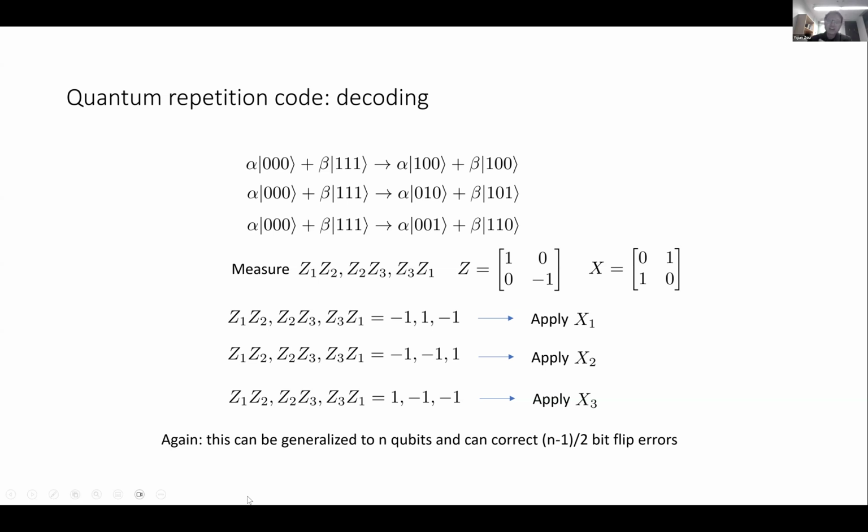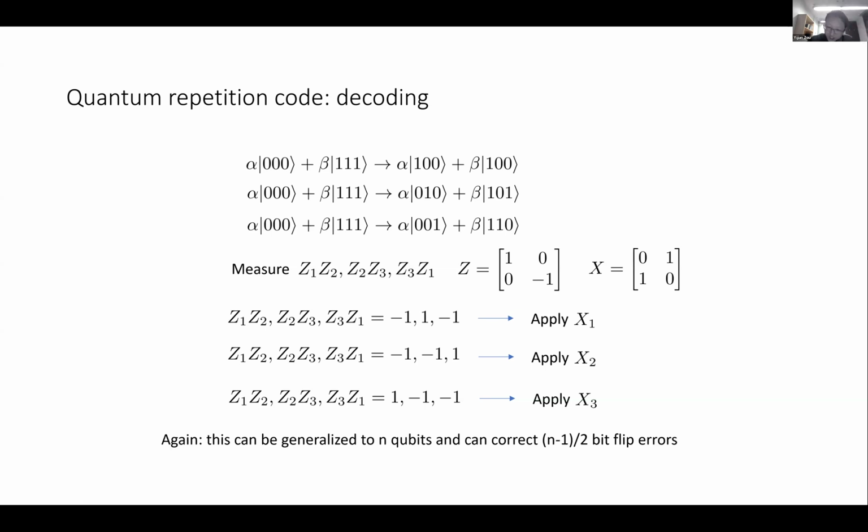So far we have constructed the quantum repetition code, which can embed one qubit into three qubits, and we have shown that this code can tolerate one bit flip error. In fact, this can be generalized to n qubits as in the classical case, and can correct (n-1)/2 bit flip errors. Okay, so now we have constructed a quantum error correction code.